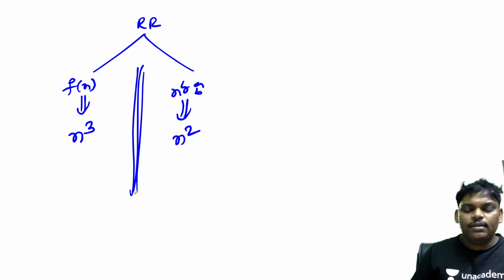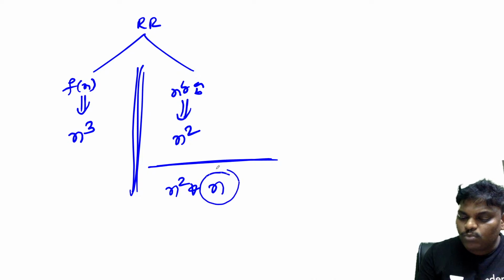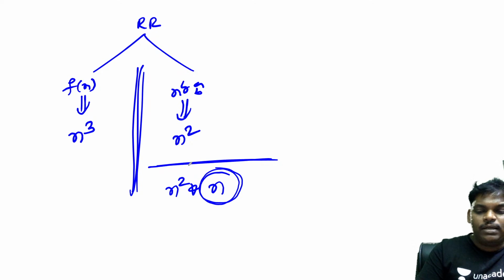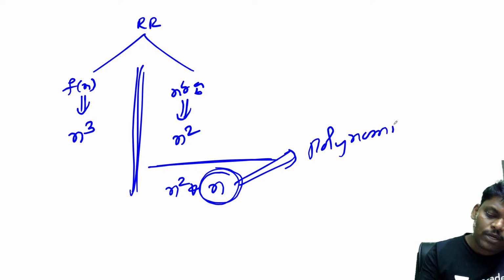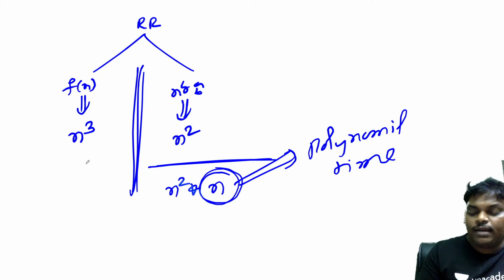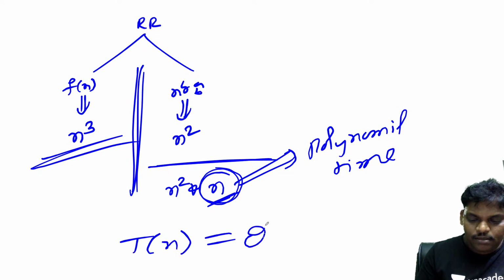I have a recurrence relation, f(n) is n cube, n power log a base b is n square. The right person is smaller, it's okay. But how many times smaller? n times smaller. Remember, n times smaller, where n is polynomial. So the right side is smaller by polynomial time. Then whoever is bigger is the answer. Theta of n cube.